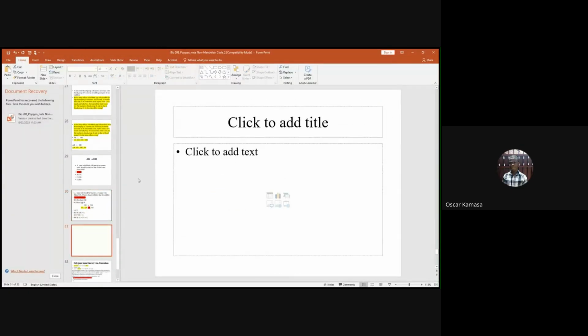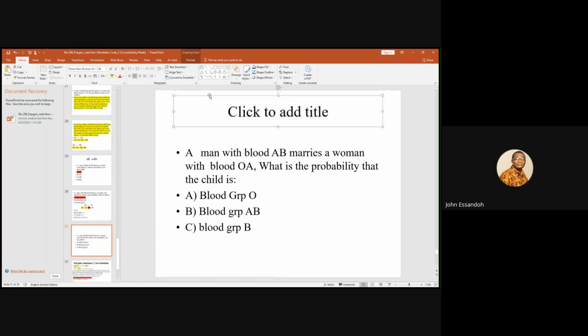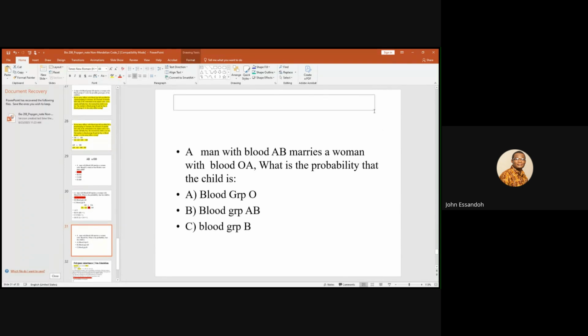Please, the OA, can you write it AO? Yes, we can write it. If AO, it's still correct. I mean, it doesn't change anything. You can still write it like that. It doesn't change anything. Right.